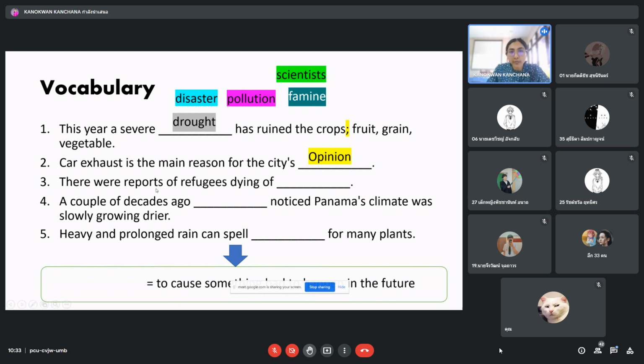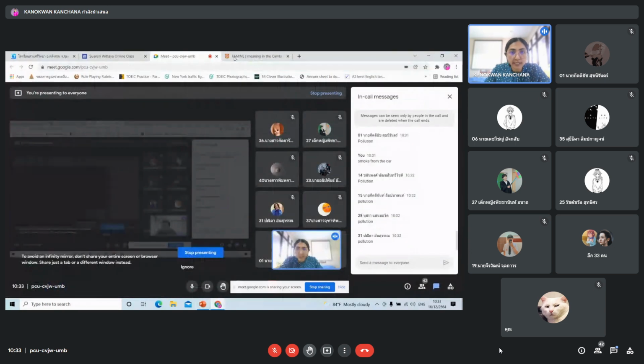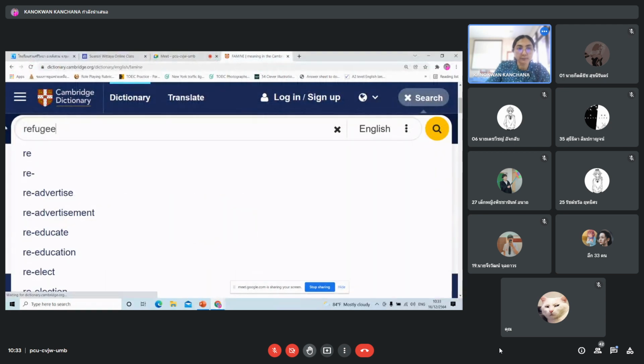There were reports of refugees dying. Someone is dying. But this is the new word that I'm going to give you and to show you the definition of this word. And let's get everyone, refugee.